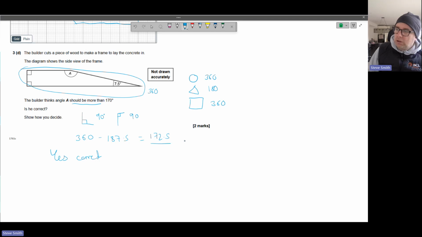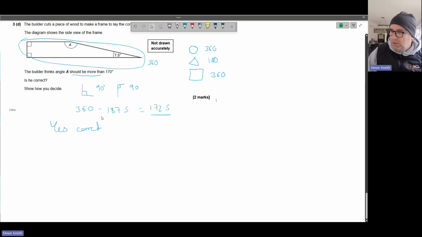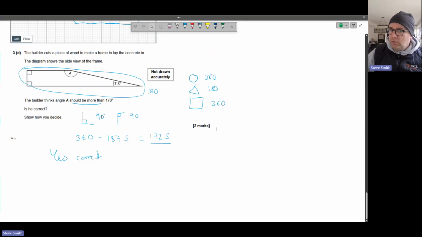If you were to just show your workings out and not put yes, he's correct, we're getting 1 mark. So it's important that with a justification question, you actually say, is he right, is he wrong? And then the other point is for showing them how. And that is all the questions that you're going to receive on shapes and angles.